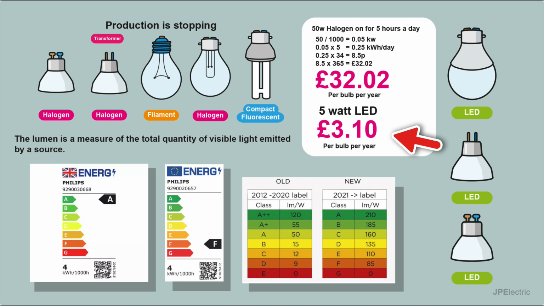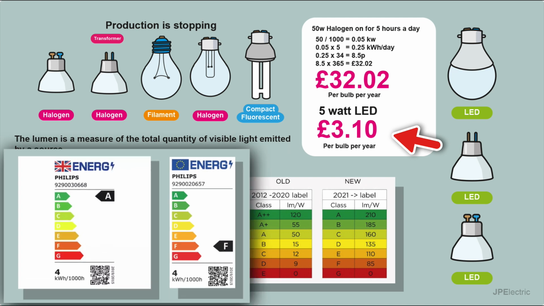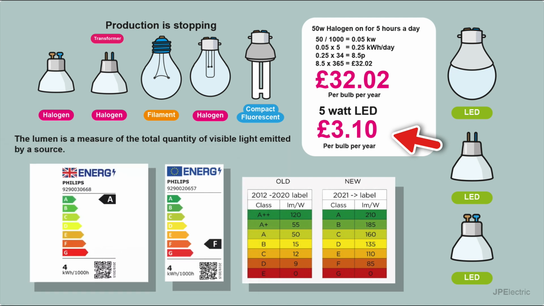But the energy labels, again, can be a little bit tricky to understand. I've got two here. They're both rated at 4 kilowatt hours per 1,000 hours. So for every 1,000 hours, it uses 4 kilowatt hours of power. But one's A rated and one's F rated. The reason being is, as I mentioned, they rescale the labels. In lighting, they're rated now on lumens per watt.